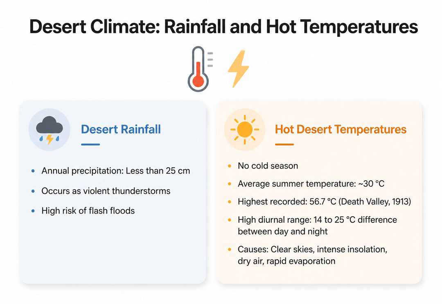In fact, the highest officially recorded temperature on Earth was 56.7 degrees Celsius in California's Death Valley in 1913. Another key feature is the high diurnal range. Because there are no clouds to trap heat, temperatures plummet as soon as the sun sets, sometimes dropping by 25 degrees, and even causing winter night frosts.